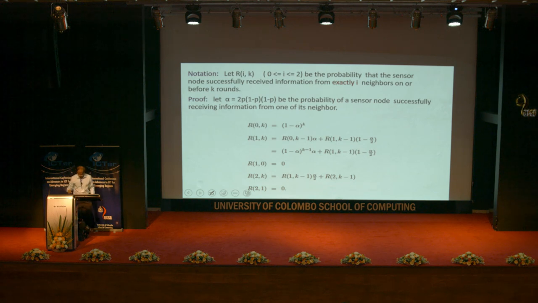So basically this number, this guy here, if you have a node here, for him to get information from the neighbors, he should shut up, and this guy can talk. That's P times... P is the probability that this guy talks. This guy has to shut up, so it's 1 minus P.